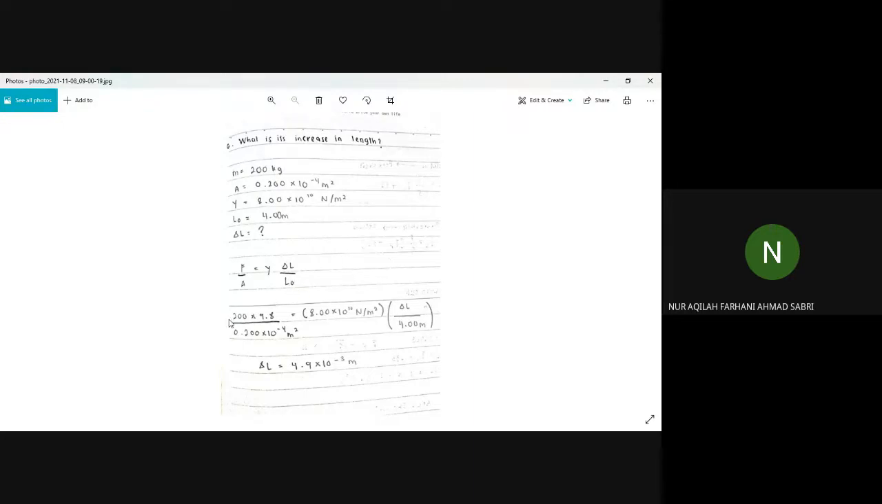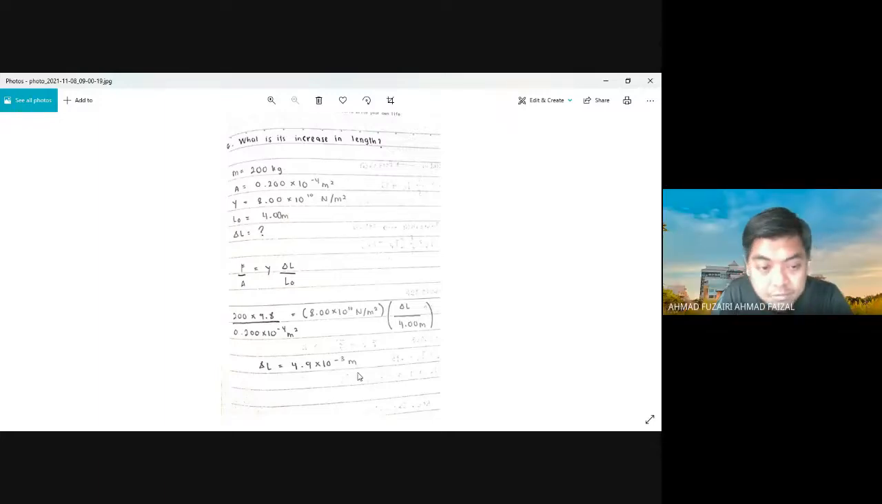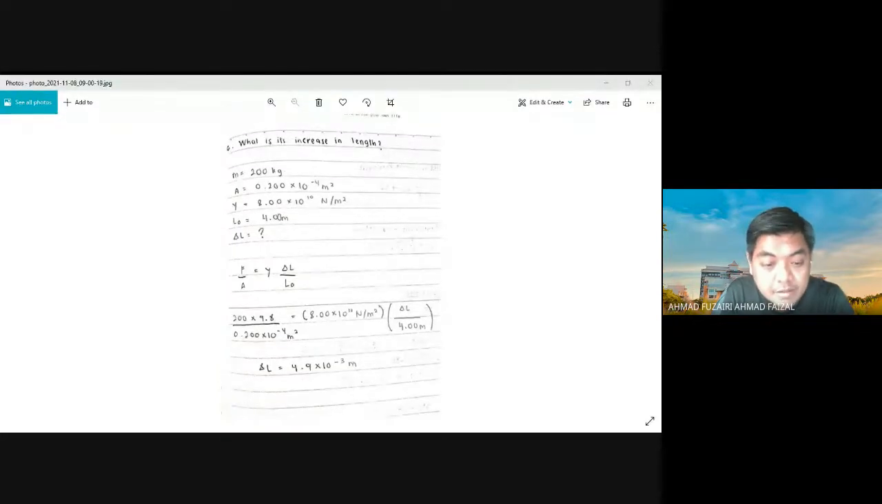So saya masukkan nilai F equal to mass times gravity, 200 times 9.8, per 0.2 times 10 to the power of negative 4 equal to Young modulus 8 times 10 to the power of 10 times delta L per 4 meter. So saya dapat delta L 4.9 times 10 to the power of negative 3. Okay, good one. Next. Thank you, Akila. Next.